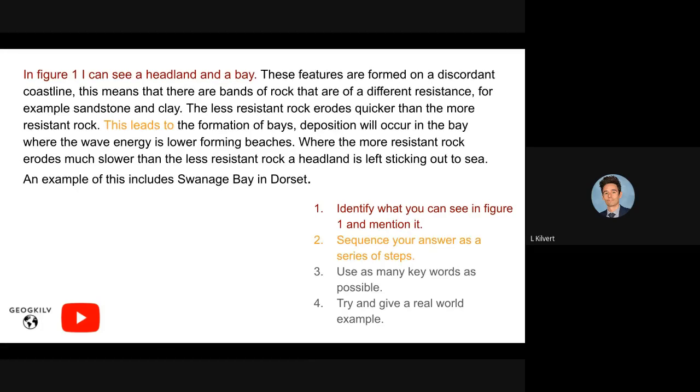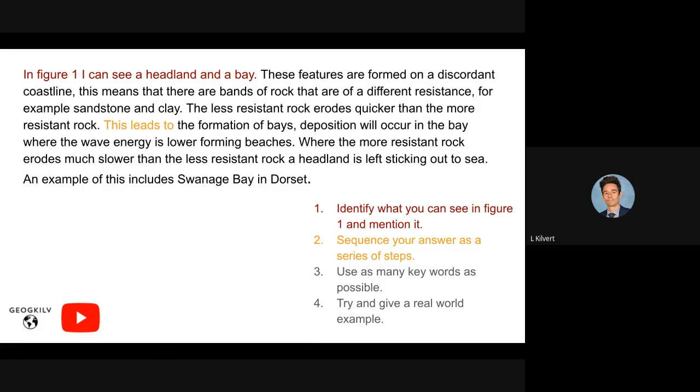So I've used phrases like this leads to be able to explain the different steps. So my first step is the less resistant rock erodes quicker than the more resistant rock. My second step says this leads to the formation of bays and headlands. My next step is deposition will occur in the bay because the energy is lower. Then my final step is where the more resistant rock erodes.